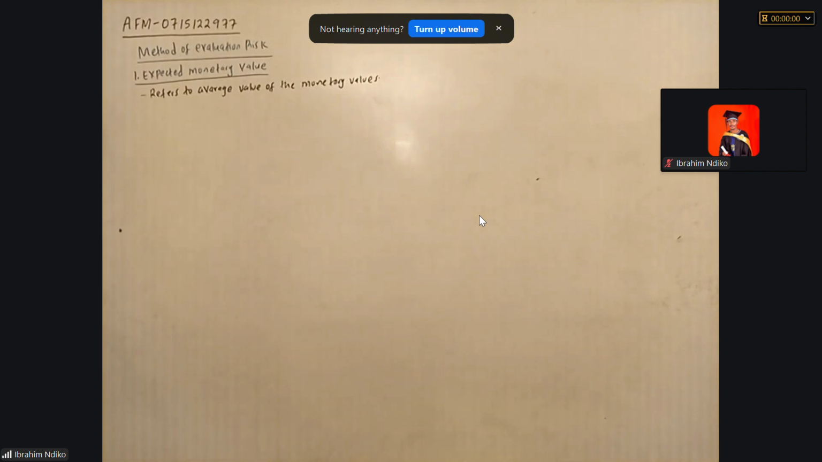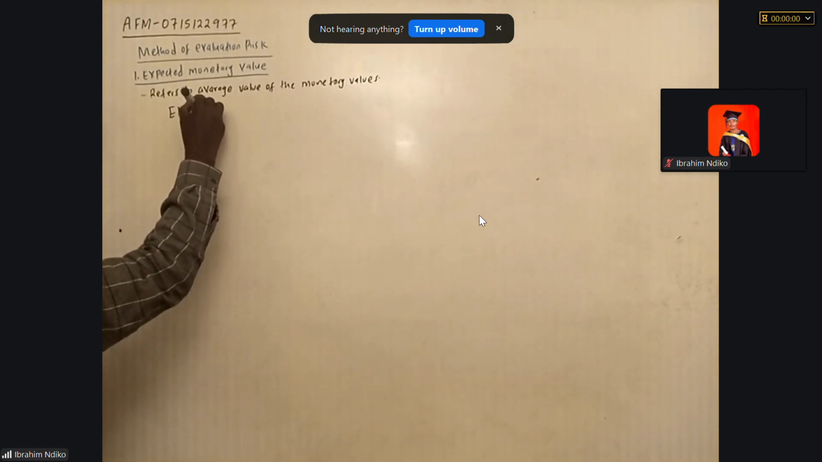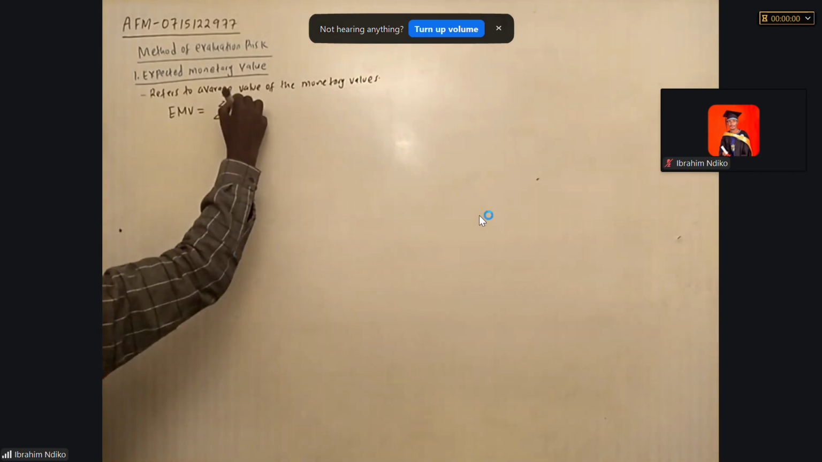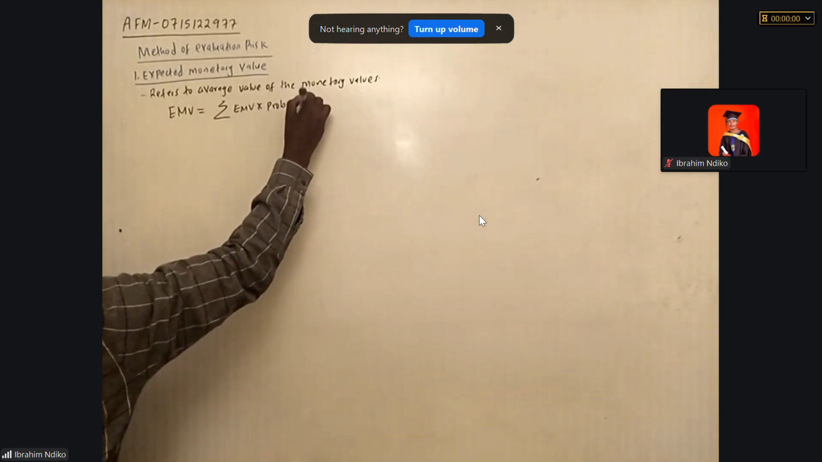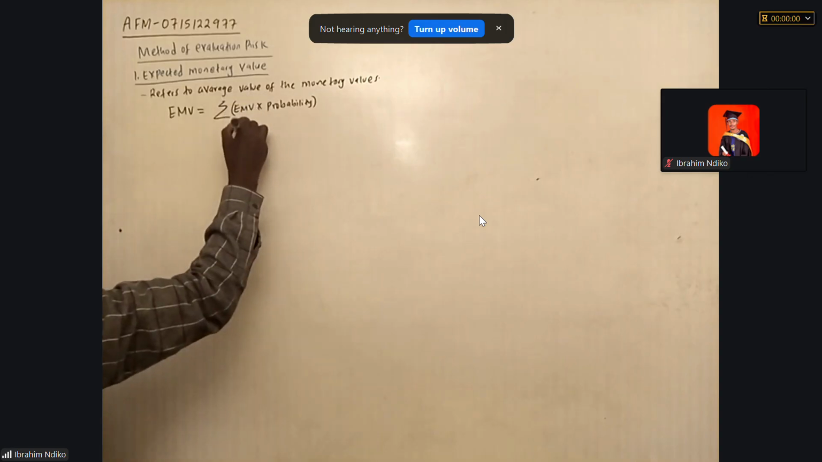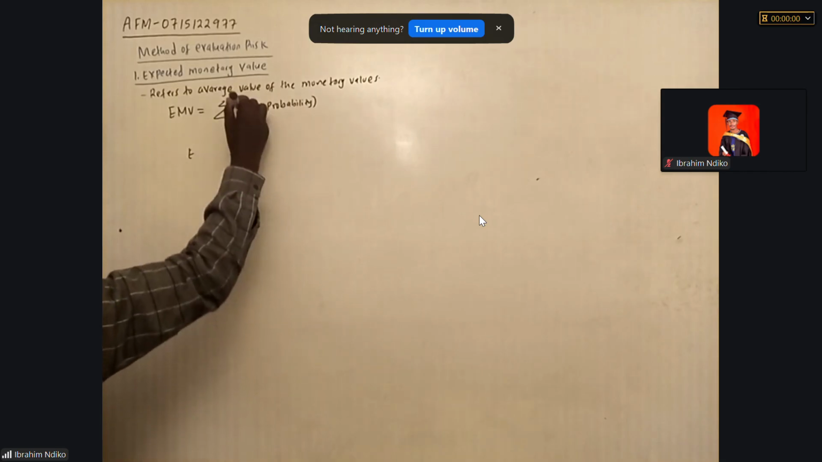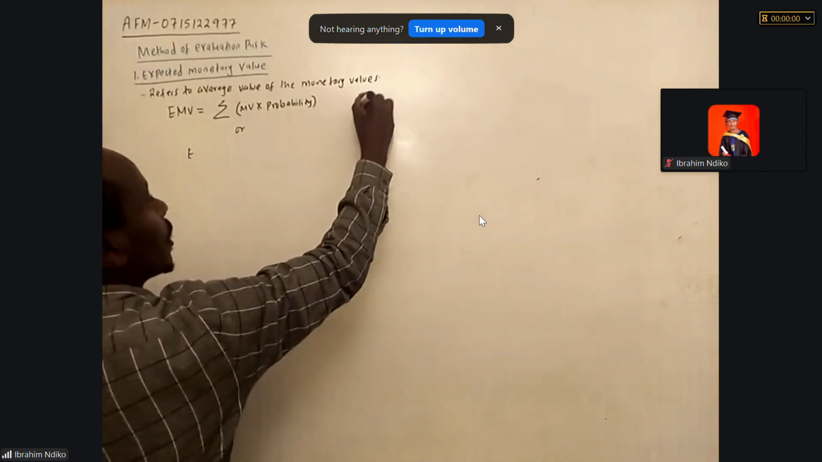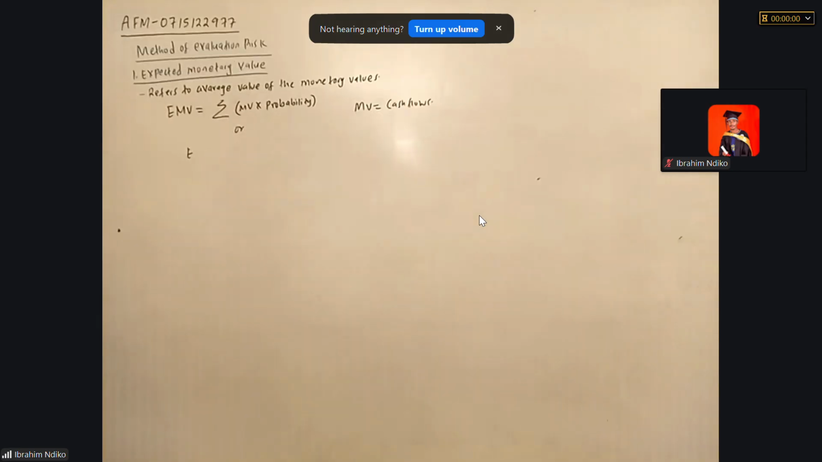So it is the average value, and we can compute the expected monetary value as the summation of the monetary value times probability. The monetary value, we're going to get from the cash flow. Those are our cash flows, but in form of monetary value.